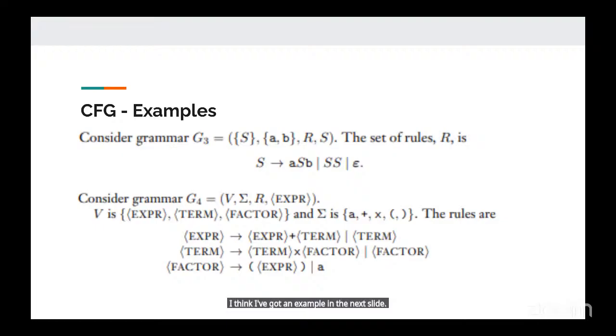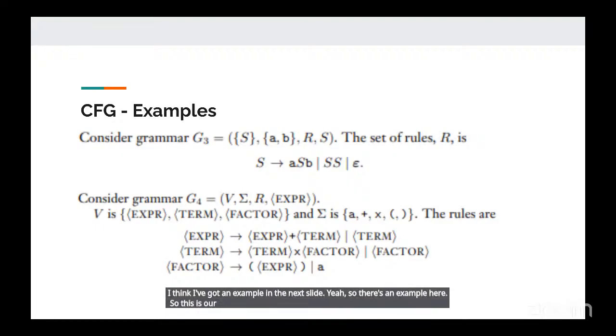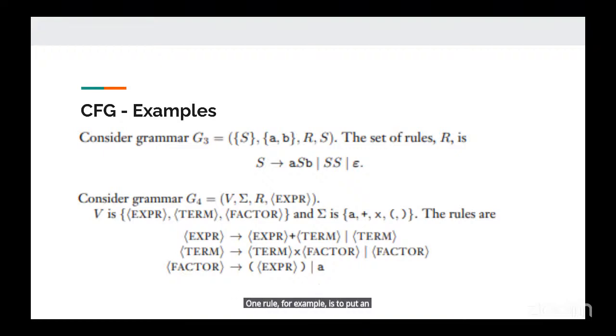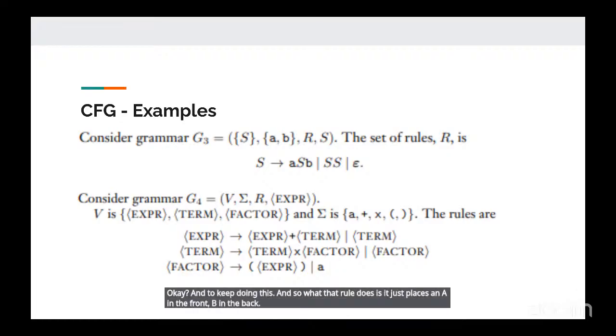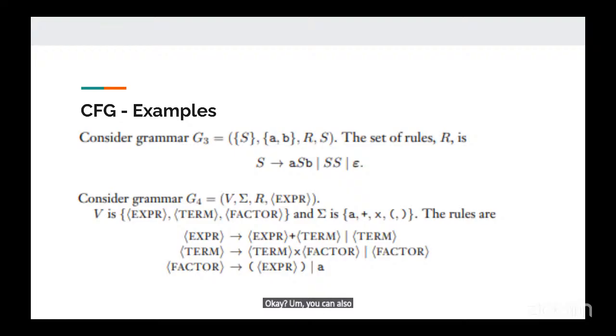Yeah, so there's an example here. So this is our start variable S, and it's got certain rules. One rule, for example, is to put an A and B at the front and the back and keep S in the middle, and to keep doing this. And so what that rule does is it just places an A in the front, B in the back. You can also have a rule like this, SS, which just concatenates itself. Or you can just terminate, which is what epsilon is doing.